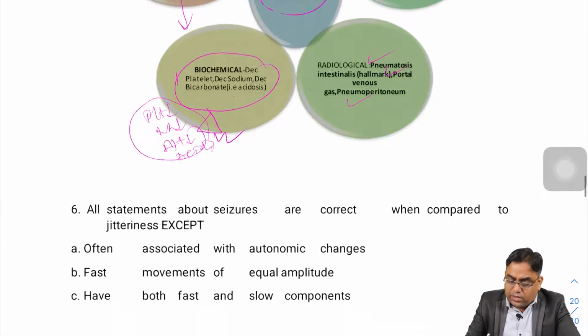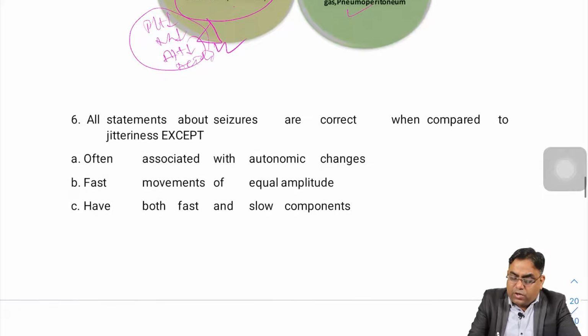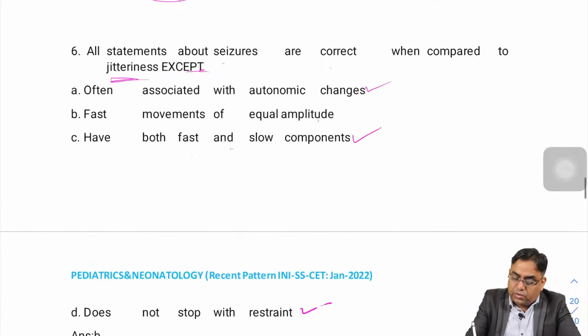Okay, now coming to the next question. All statements about seizures are correct when compared to jitteriness except. So, often associated with autonomic changes, yes. Fast movement of equal amplitude? No. Have both fast and slow component, yes. Does not stop with resistance, yes. So, fast movement, equal amplitude, no. This will be the answer.